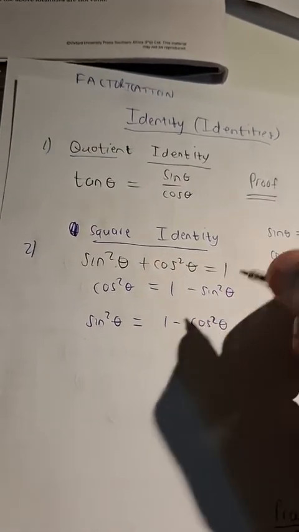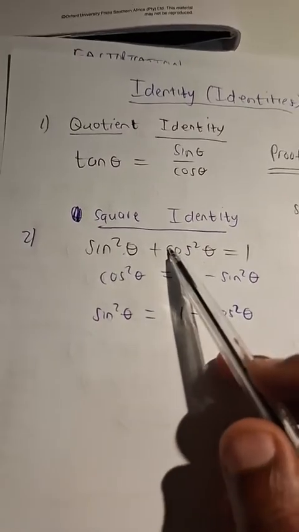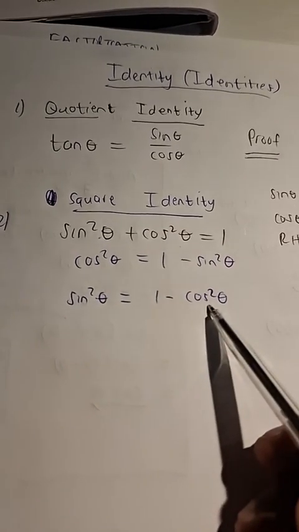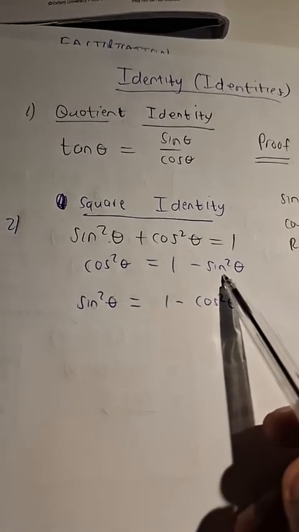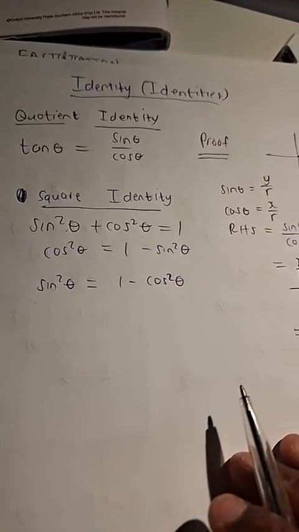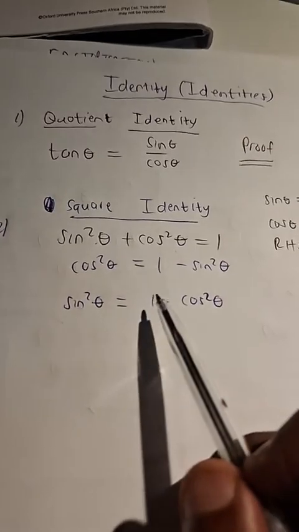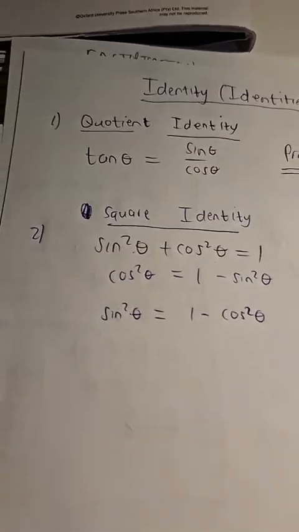Okay, so please, as well with the square identity, you need to be able to express it where sine squared theta is the subject. You take the cos squared theta and transpose it, it becomes 1 minus cos squared theta. Cos squared theta is 1 minus sine squared theta. Okay. Please take note of all of that. And look here, this is a difference of two squares. This is a difference of two squares.